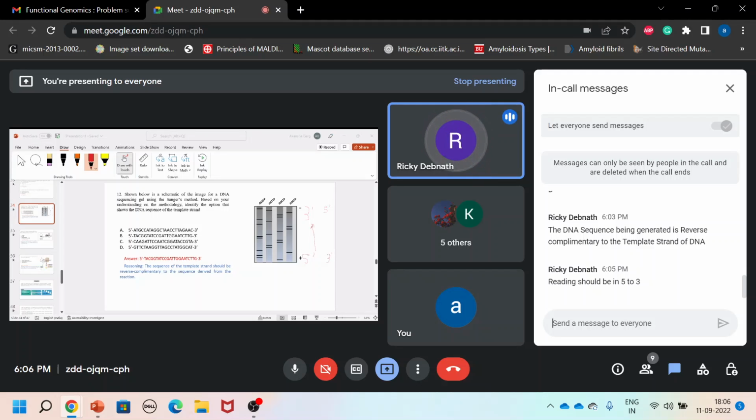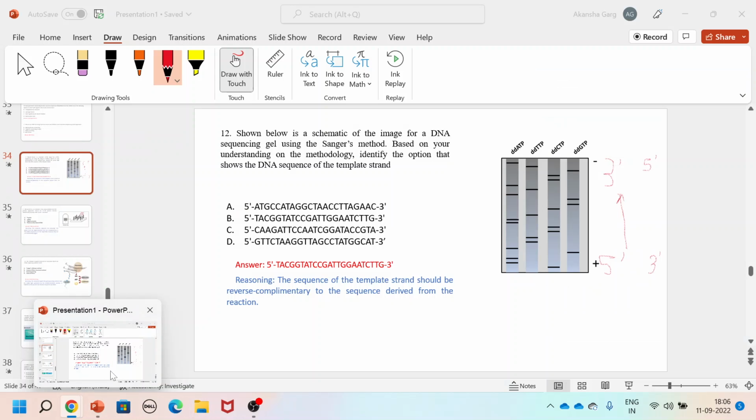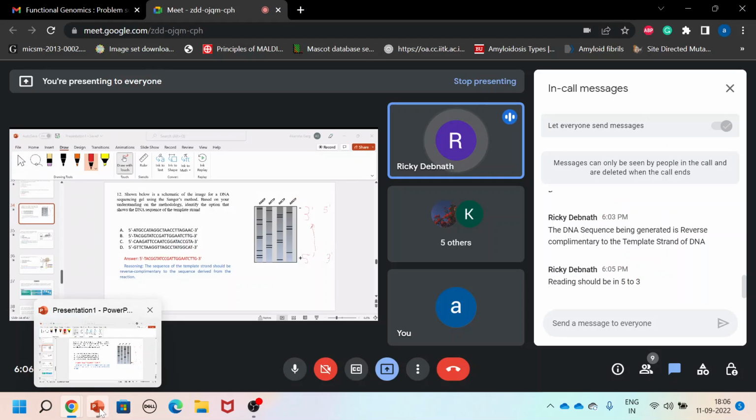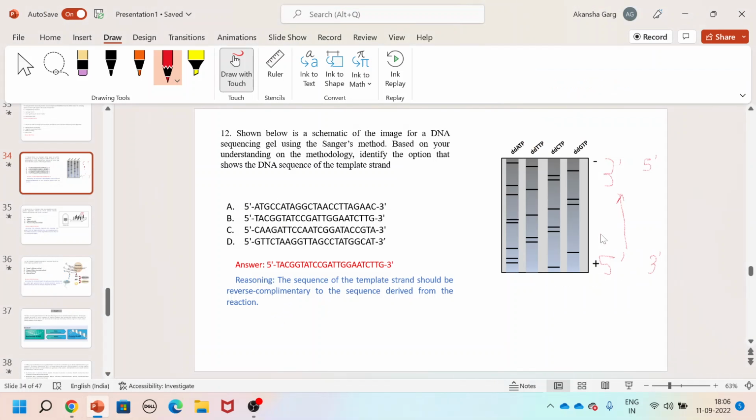Yes, ma'am. Because the template strand itself is complementary to the sense strand, which is 5 to 3, and the template strand in actual is 3 to 5. Yes, but since the strand is generated 5 to 3, then we have to make it reverse complementary to match the right sequence of the answer. Right, so you have understood the concept. Is it clear now? Okay.